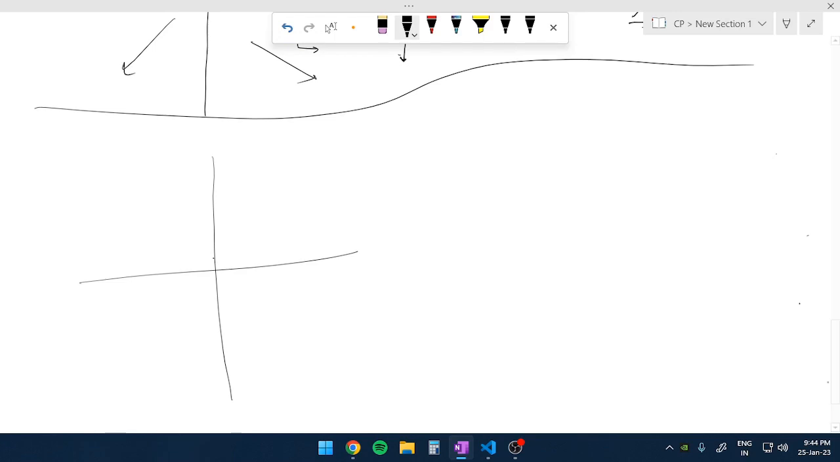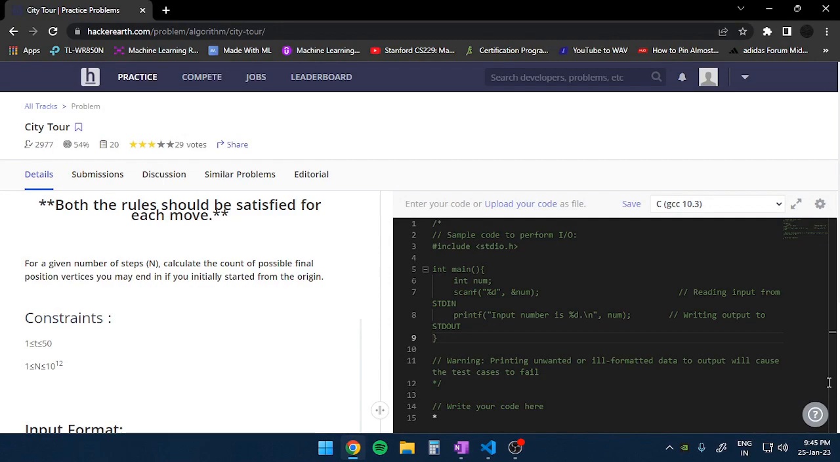Okay. This is the origin. This is 1. In which direction should we take? Should we take the x direction or the y direction? Both are equal. Let's take y. This is (0, 1). This would be (0, 2). Likewise, let's take n steps and find ourselves at (0, n). Okay. Now this distance is n, of course. Now what we have to do for a given number of steps n, we have taken n. Calculate the count of possible final position vertices you may end up in if you initially started from origin.